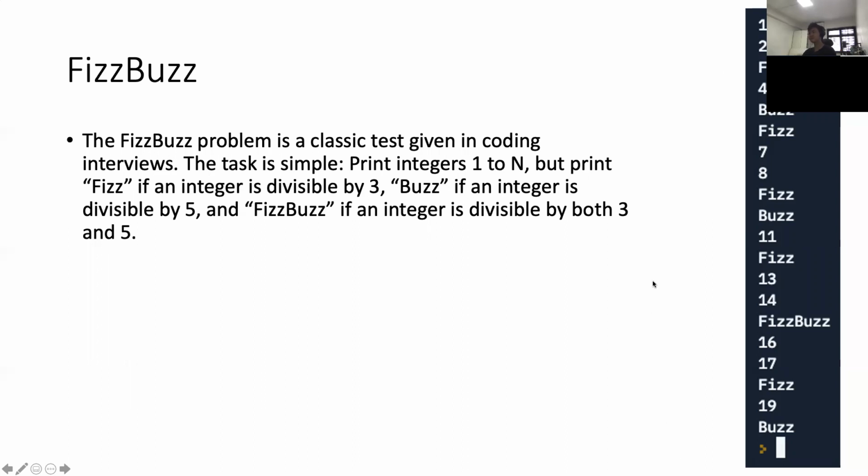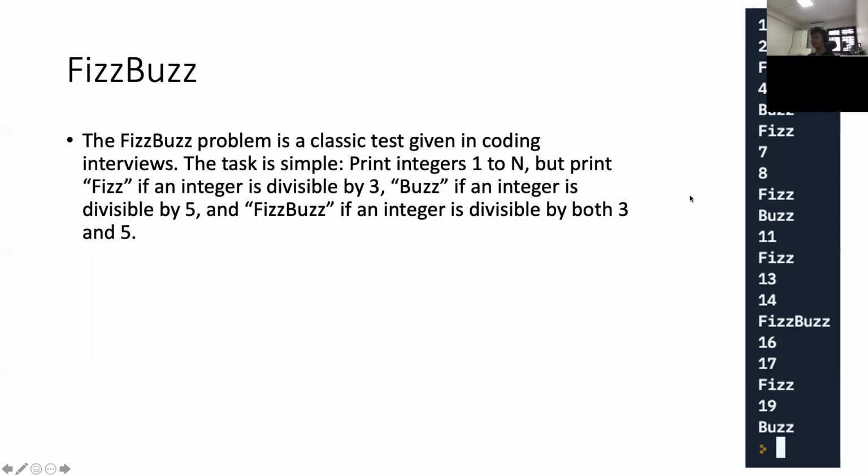However, there's an exception: if the number is divisible by 3, print fizz. If the number is divisible by 5, print buzz. Otherwise, if it's divisible by 15, print FizzBuzz. Take a look, this is the output that we're supposed to generate. 1, 2, fizz, 4, buzz. 6 is divisible by 3, fizz. 7, 8, and so on. And we see 14, FizzBuzz, 16. So 15 is divisible by both 3 and 5, so it's going to print FizzBuzz.